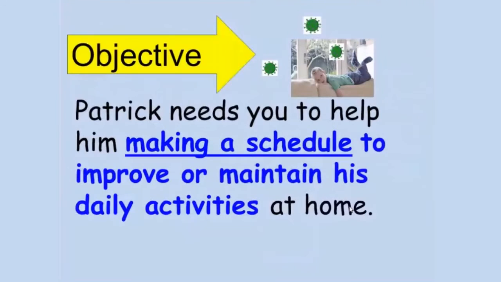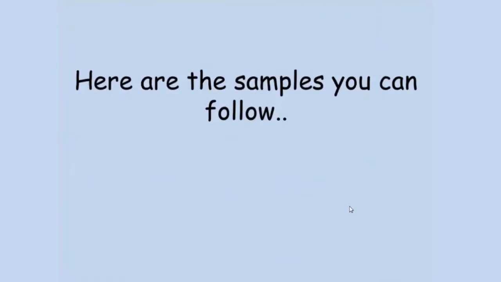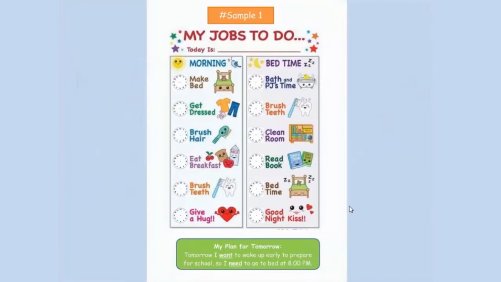The objective is Patrick needs you to help him make a schedule to improve or maintain his daily activities at home. Here are the samples you can follow. This is sample 1. Remember, there will be 2 parts. The big part on the top is the schedule, and then the one on the bottom is the plan of improvement for tomorrow.